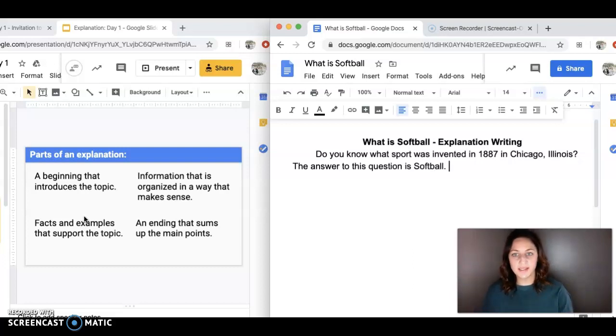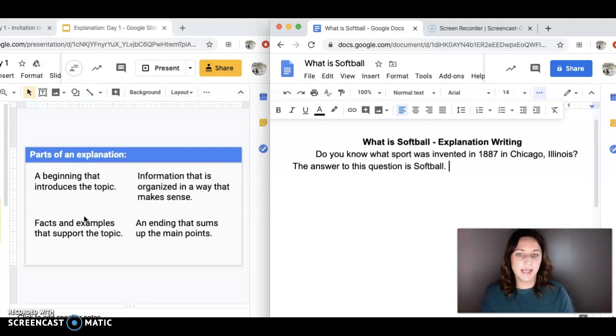Here I'm going to pause. I've played softball since I was a little kid. I didn't know it was invented in Chicago, but by doing some research and reading about this topic, I was able to find that out and include it in my writing. So again, don't be afraid to research whatever you are going to write about.